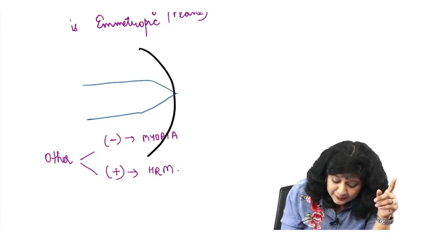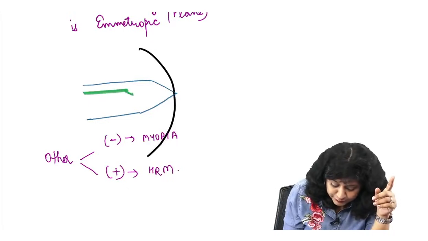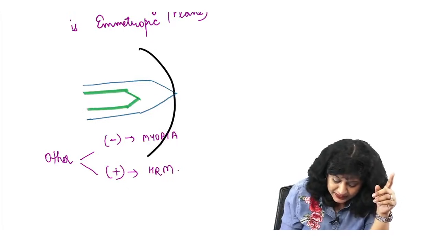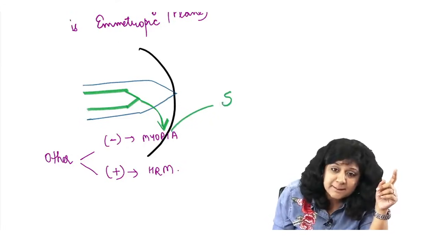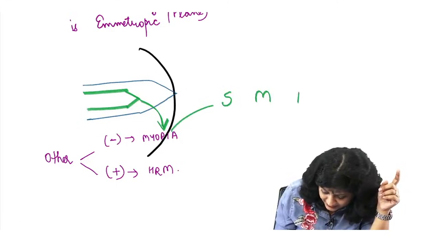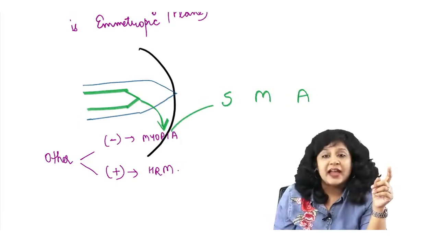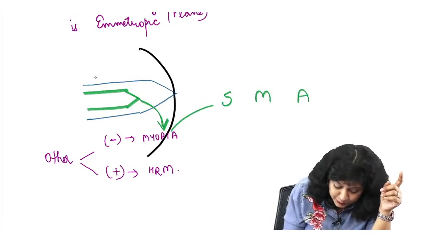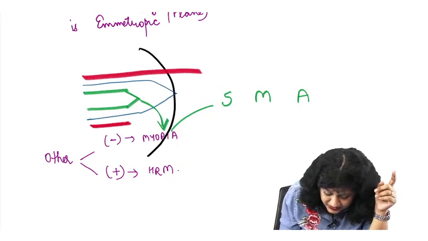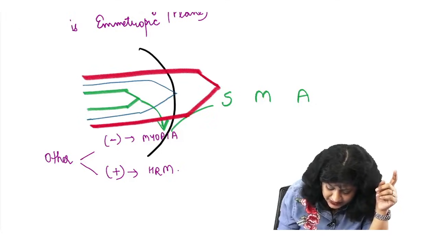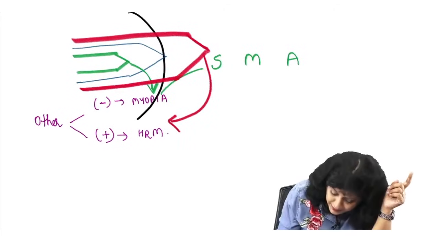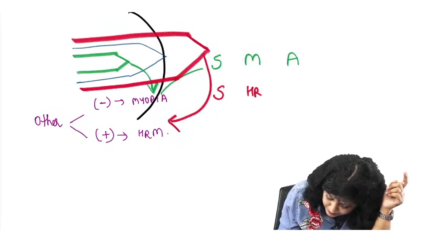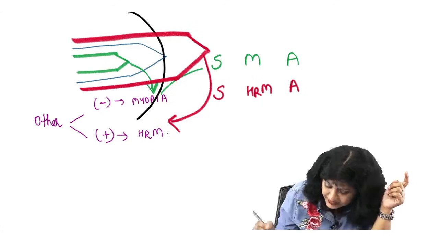If the other meridian is focusing in front of the retina, then this will be myopic. Then I will say that this is simple myopic astigmatism. While if the other meridian is focusing behind the retina, then it is called plus, that is hypermetropia. Then this will become simple hypermetropic astigmatism.